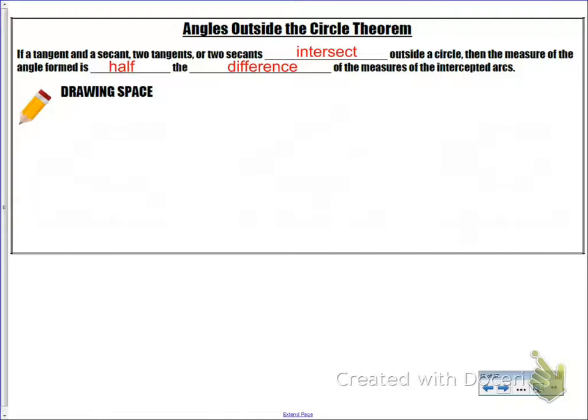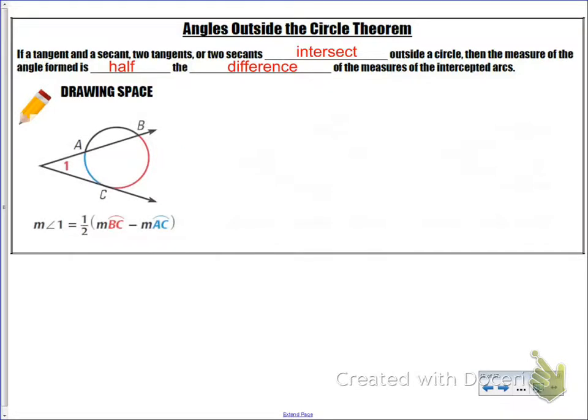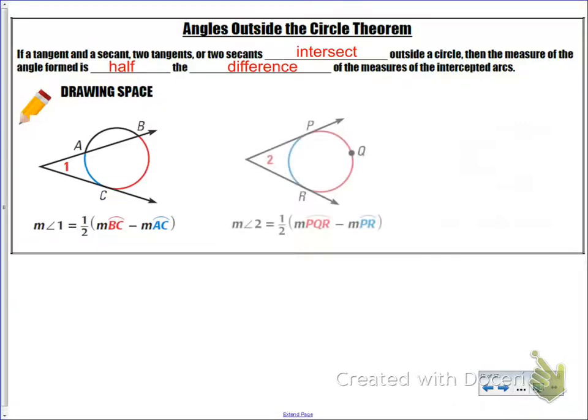So the first possibility is if I have a tangent and a secant, which would look something like this, and the measure of angle 1 here would be 1/2 times the measure of arc BC minus the measure of arc AC. I can have 2 tangents, which would look like this. And again, I'm going to subtract the two arcs. So it's 1/2 times the measure of PQR minus the measure of arc PR, and that would give you the measure of angle 2.